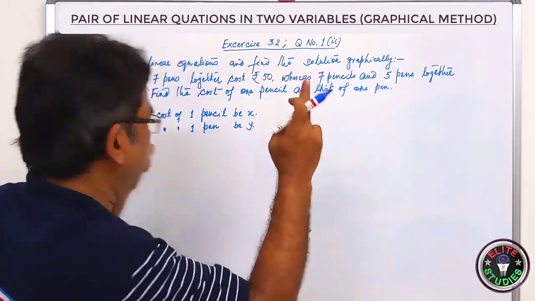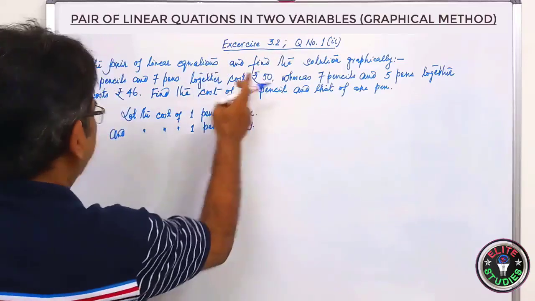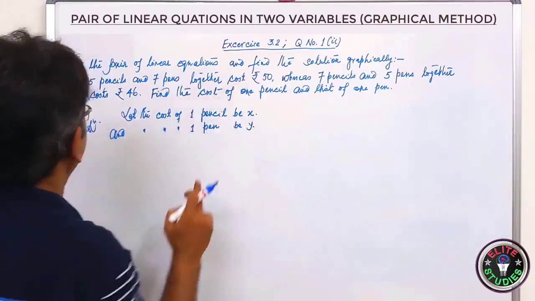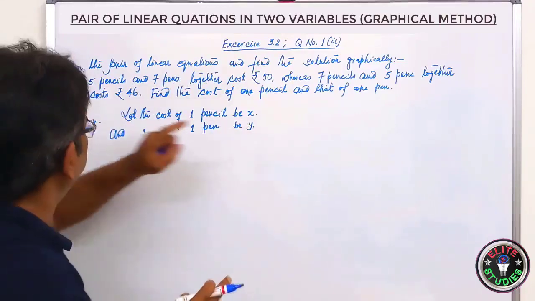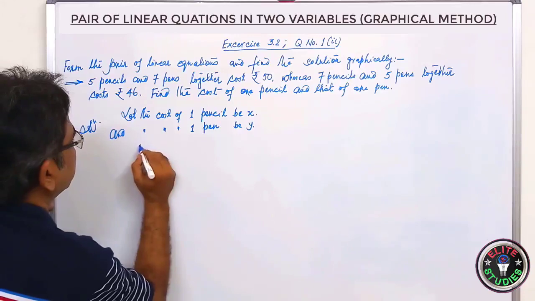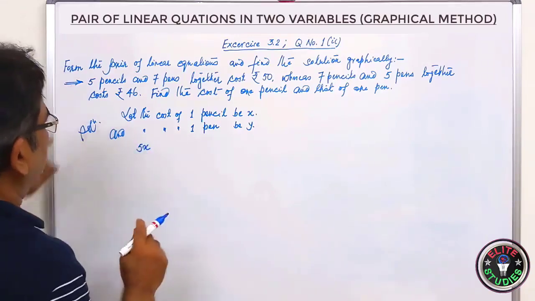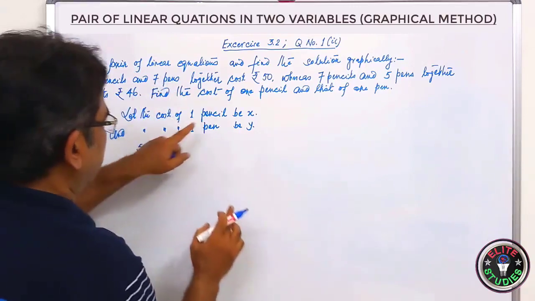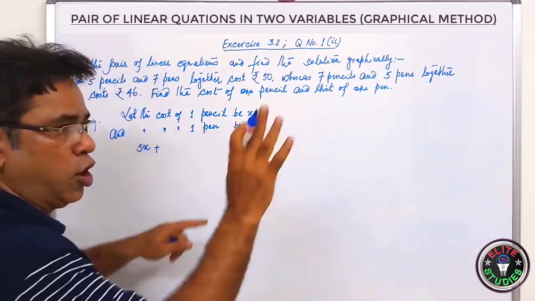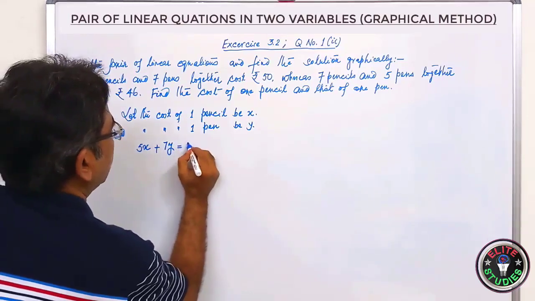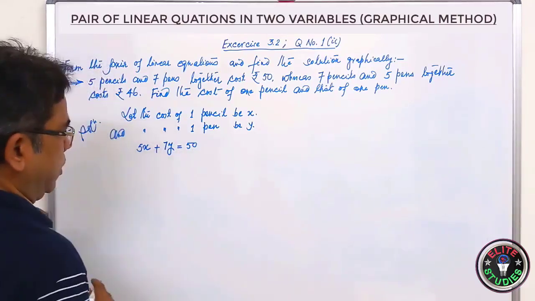To frame those two equations, there are two conditions given. First condition: 5 pencils and 7 pens together cost 50. Since the cost of 1 pencil is X, the cost of 5 pencils will be 5X. And 7 pens means plus 7 pens. Cost of 1 pen is Y, so the cost of 7 pens will be 7Y. And together they cost 50.